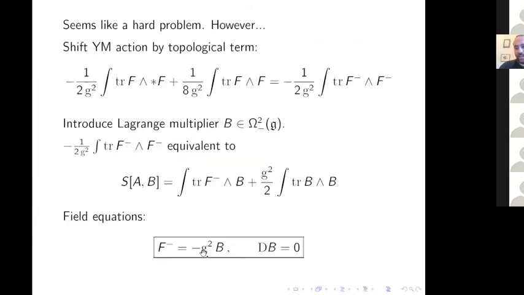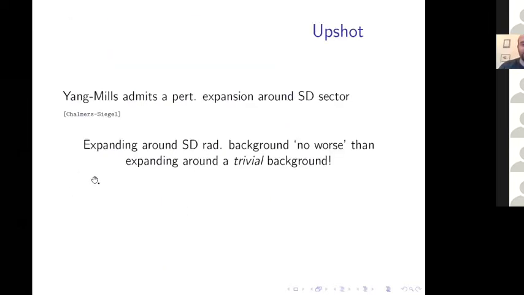Because when I set the coupling equal to 0, that gives me F minus equals 0, which is the equation for self-duality. So by doing this shift of the Yang-Mills action by a topological term, I get a theory rewritten in a way such that the small coupling expansion is an expansion around the self-dual sector. That's something that, at least as far as I know, was first observed by Chalmers and Siegel a long time ago, back in the 90s, I guess.